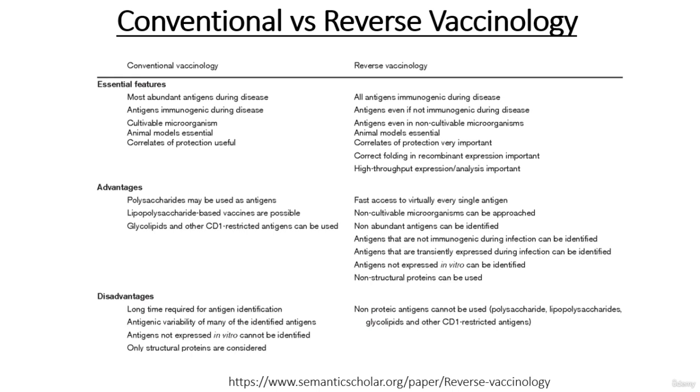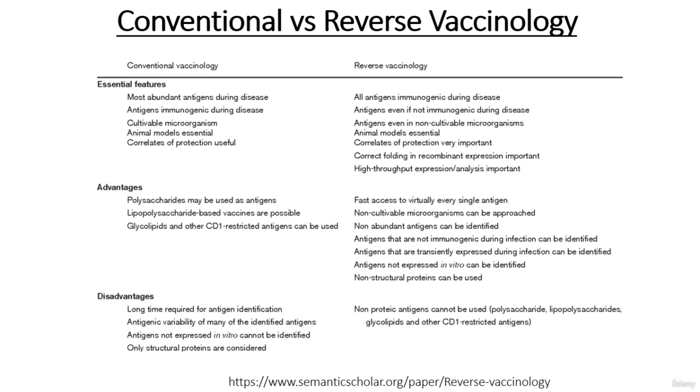Whereas in conventional vaccinology, only structural proteins can be considered. And antigens which are not expressed in vitro cannot be identified. Okay. Then there is a need for a longer period of time for antigen identification. Then antigen variability also occurs. Okay. So that's the major difference between both of these.